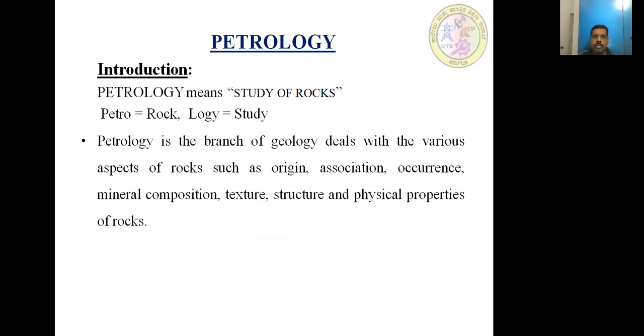First, coming to petrology. Petrology means it is nothing but study of rocks. Petro means rock, logy means study. So when we come to the definition, petrology is the branch of geology that deals with the various aspects of rocks such as origin, association, occurrence, mineral composition, texture, structure, and also physical properties of the rocks.